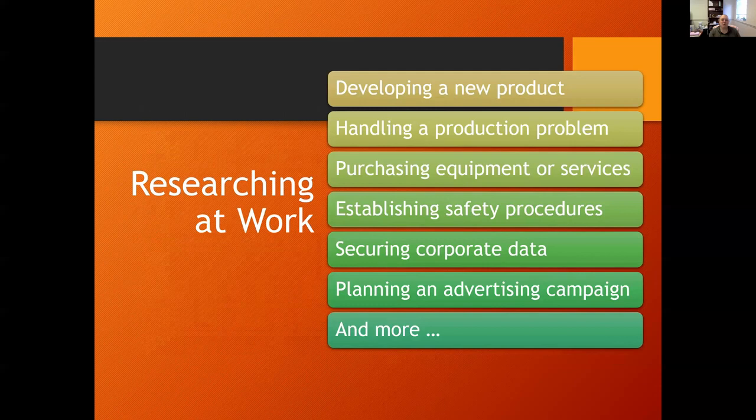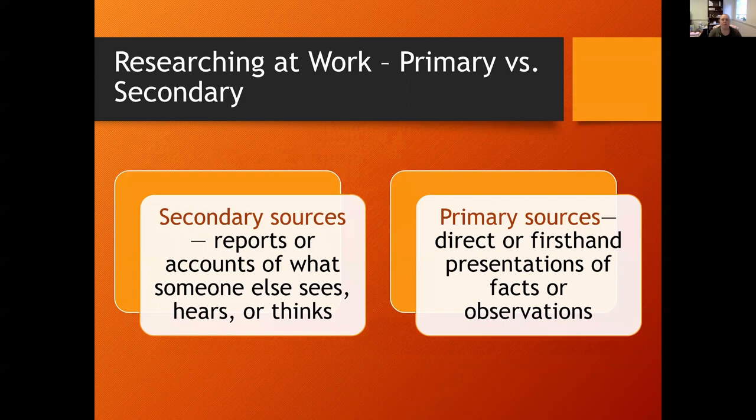So researching at work, some of the reasons why we may do research at work is because we're developing a new product. We want to handle a problem such as a production problem. We need to purchase equipment, or a decision needs to be made as to which equipment to purchase or service. We may be establishing new safety procedures, securing corporate data, or planning an advertising campaign, or many other reasons. But a primary source would be that firsthand or direct knowledge of the facts or observations.